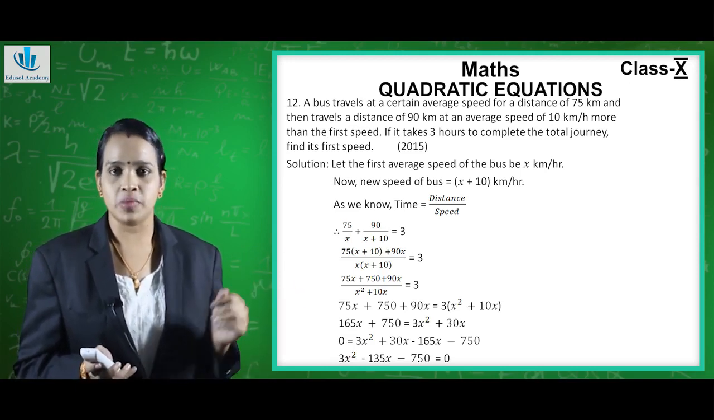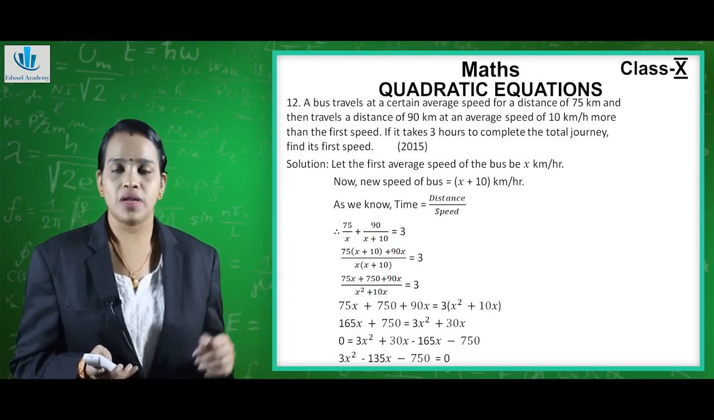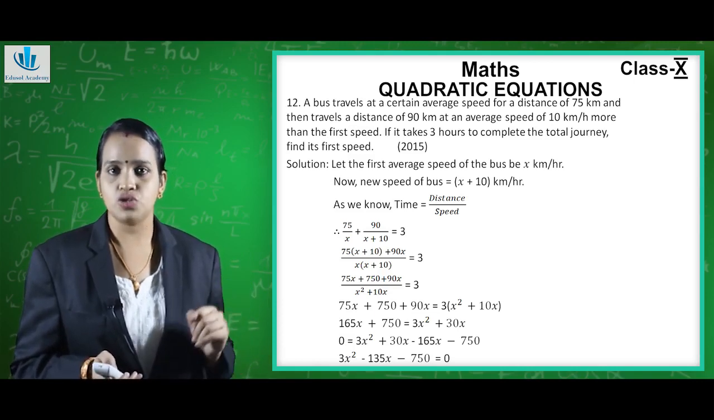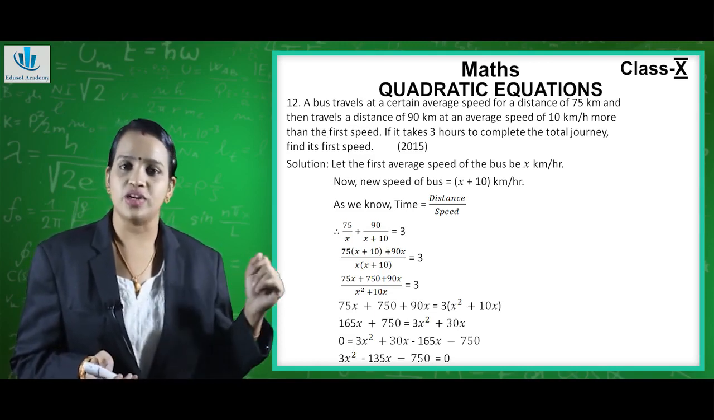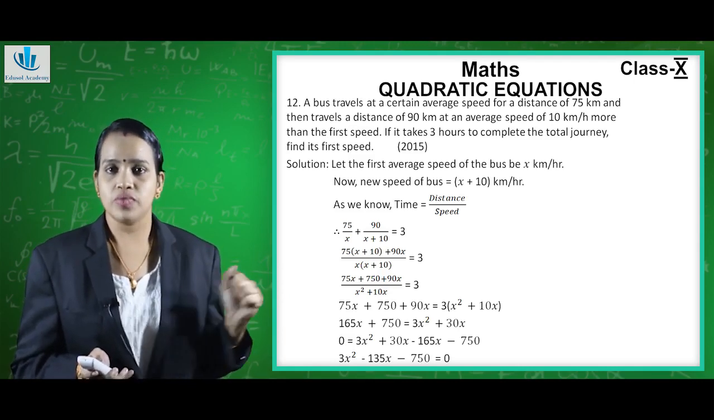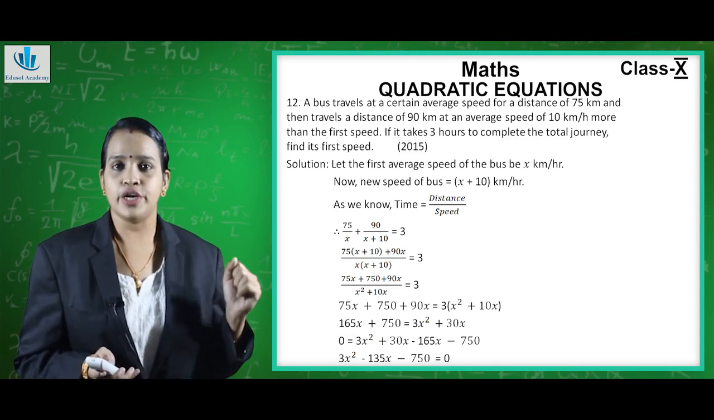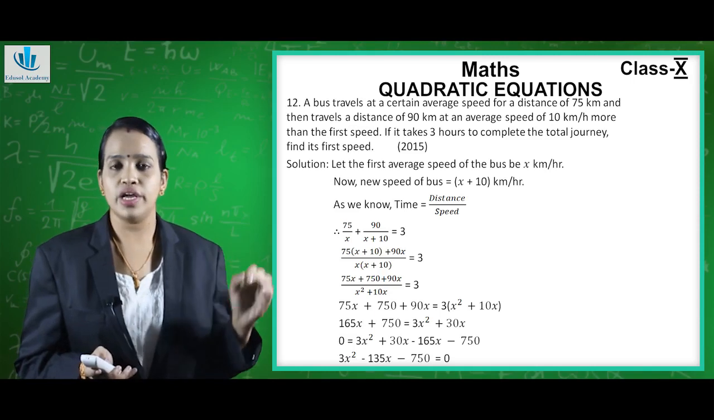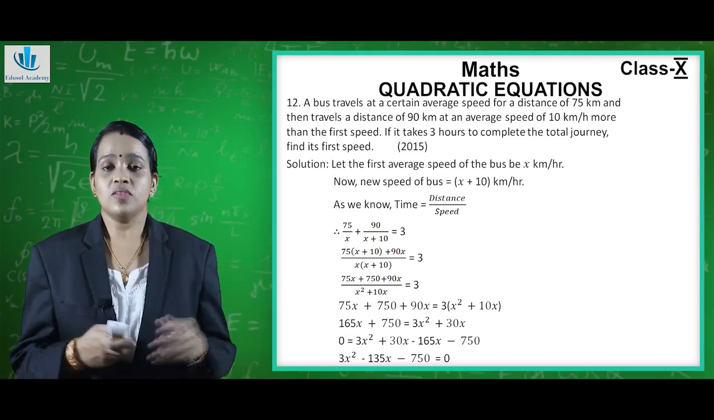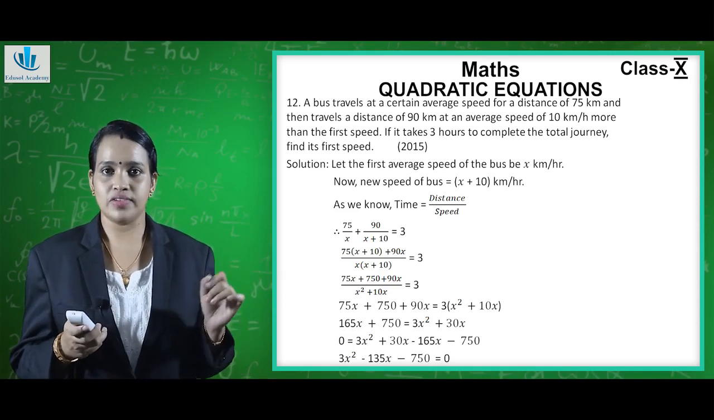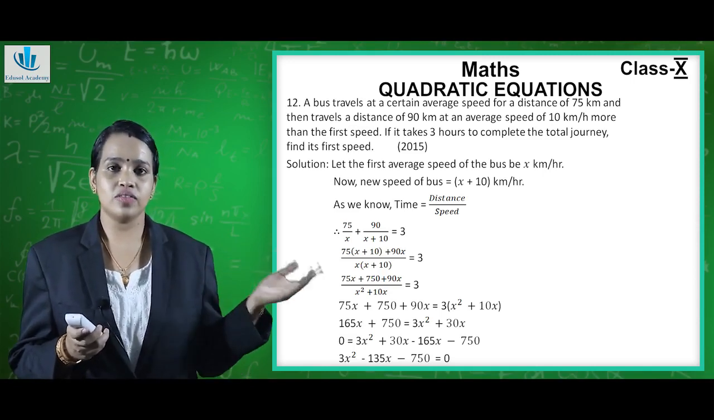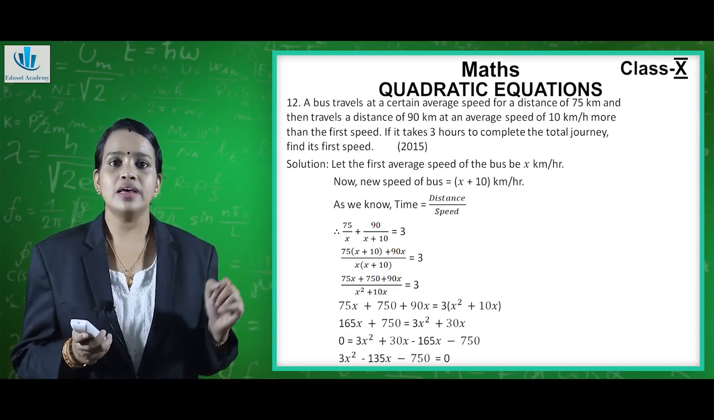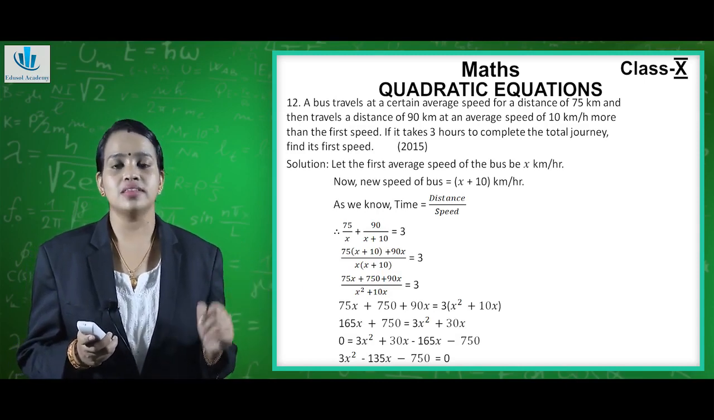Now we can open the bracket, so it becomes 75 into x, 75x, plus 75 into 10, 750, plus 90x upon x into x, x raised to 2, plus 10 into x, 10x, equal to 0. Now we can solve this one. So 75x plus 90x, we are taking x raised to 2 plus 10x to the other side, it multiplies, so 3 into x raised to 2 plus 10x. Now 75x plus 90x gives 165x plus 750 equal to, now on this side we have to open the bracket, so it becomes 3 into x raised to 2, 3x raised to 2, plus 3 into 10x, it gives 30x.